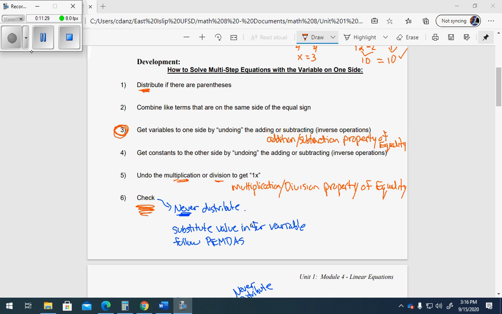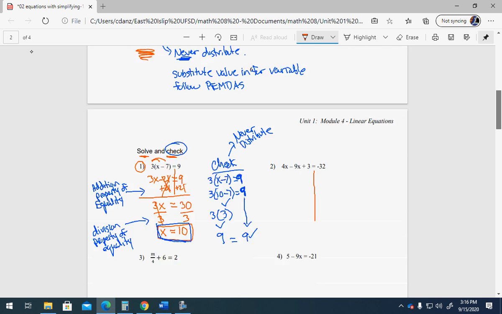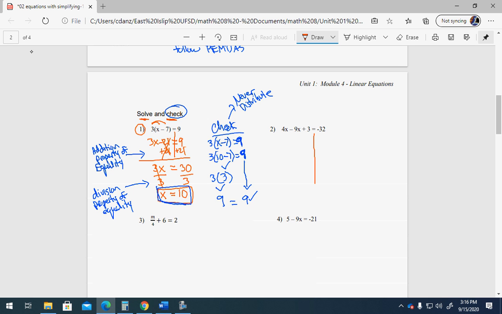I think we said that in number 2, we're up to combining like terms, and it says that are on the same side of the equal sign. So that's why I drew this line down where the equal sign is. All of these things over here are on the same side of the equal sign. They're all on the left side. So if there's like terms on one side of the equal sign, you should combine them. So this 4x and this negative 9x, we should combine to get negative 5x. I'll bring down this plus 3, I'll bring down the equal, and I'll bring down the negative 32.